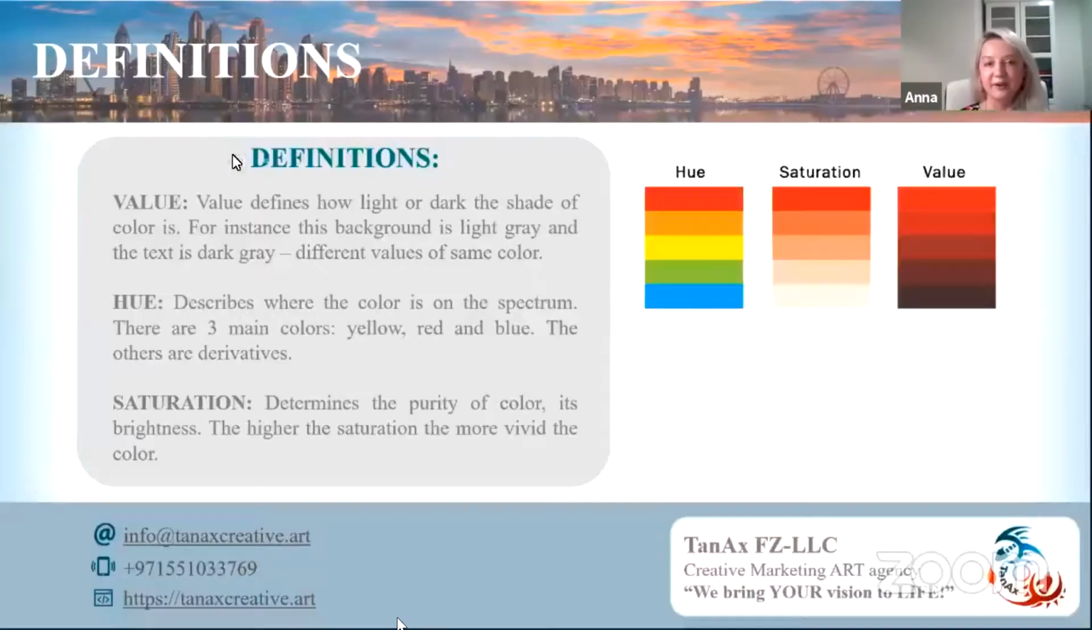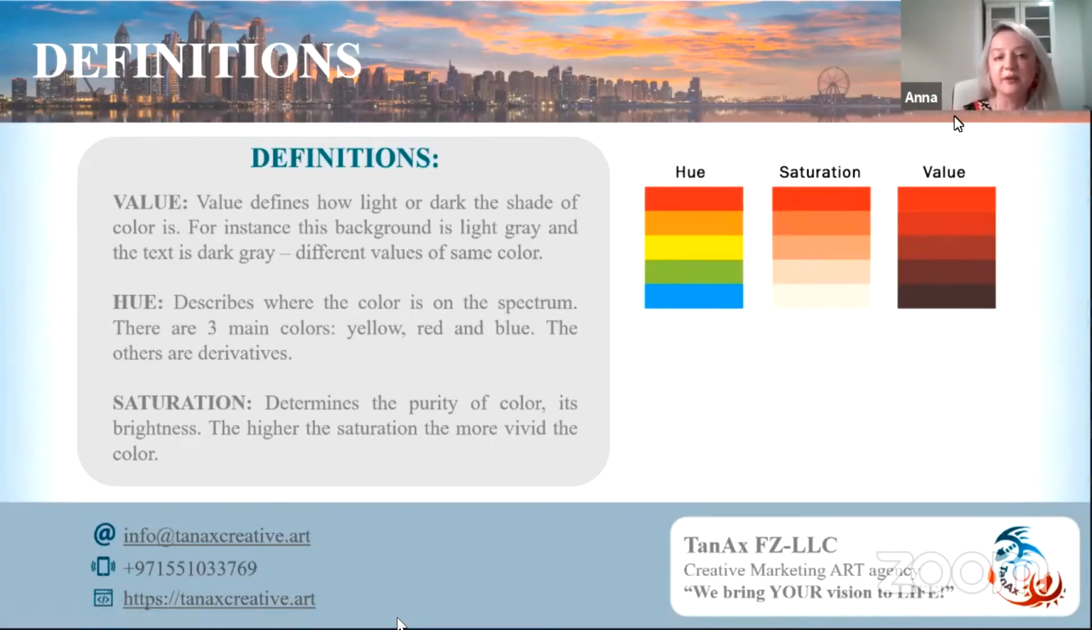So, color theory, let's begin with an understanding of some definitions. Value, hue, and saturation. So what are those? Value, we discussed briefly in the beginning. Value is how dark or light the color is. And here on my slide, you can see an example of different values of the color red, starting from a very light color, going dark, dark, dark, dark.